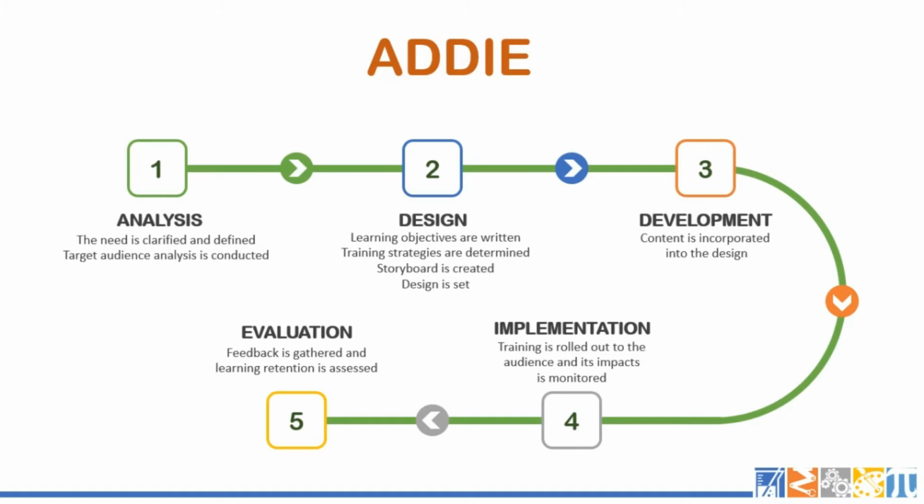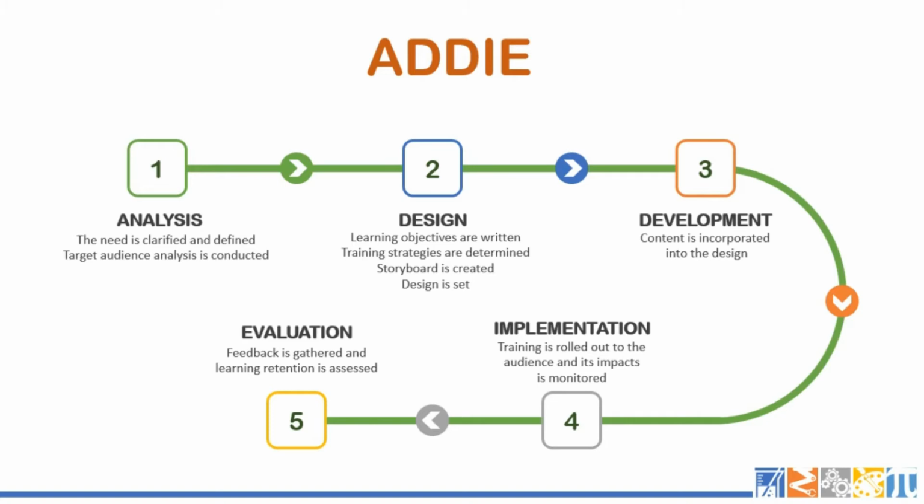In this step, content is incorporated into the design. It is important for the selection and sequencing of learning content in this step. Also, specific learning objectives or outcomes need to be sequenced. Sequencing may be based on Bloom's taxonomy, which is remembering, understanding, applying, analyzing, evaluating, and creating.